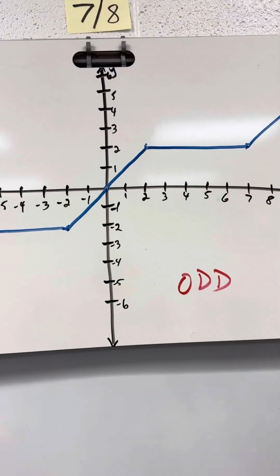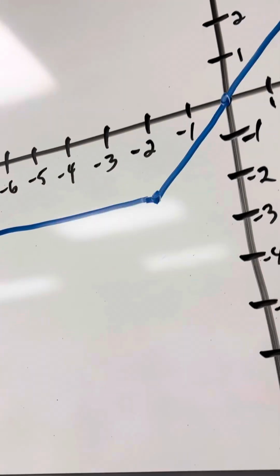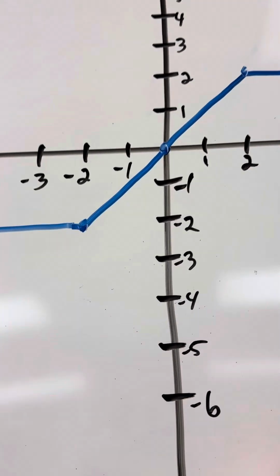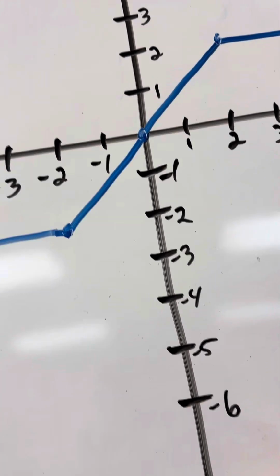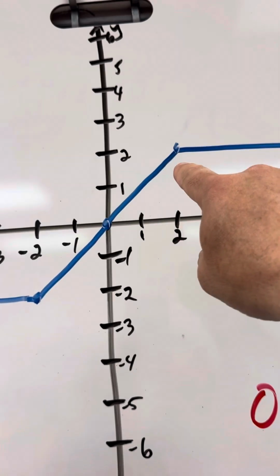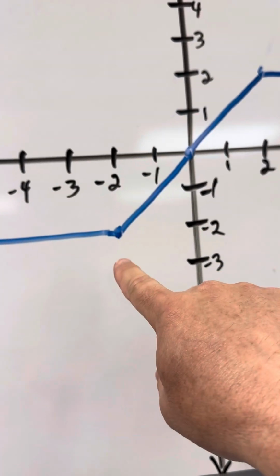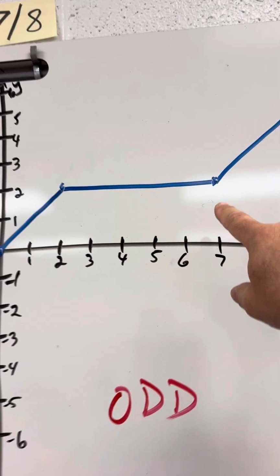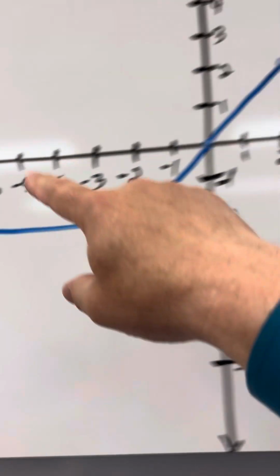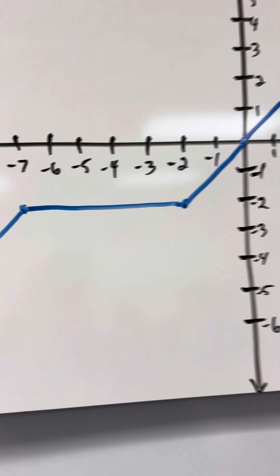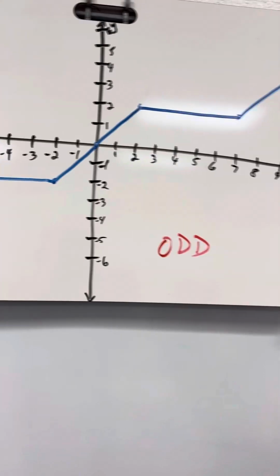Over here, this one is odd because if I can flip it and it's the same thing, flip it, it's the same thing, that's odd. In fact, that should also make sense because look, 2 gives you 2, but -2 gives you -2, the opposite. Look, 7 gives you a result of 2, but -7 gives you a result of -2. That's odd, basically the opposite.